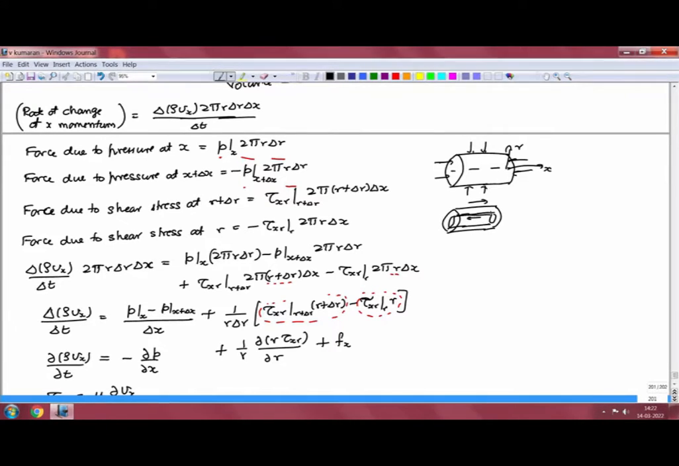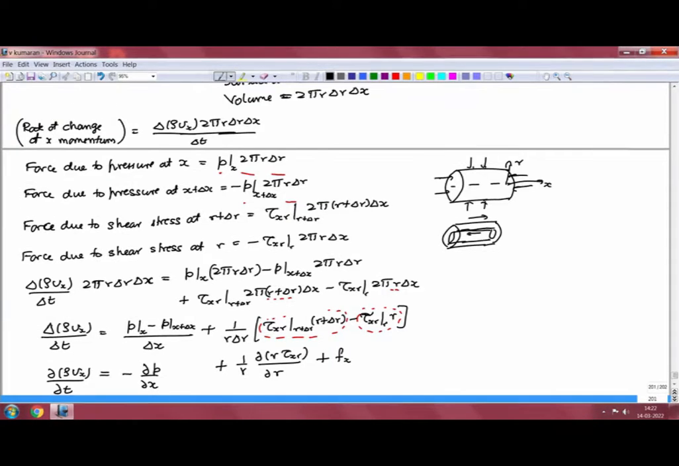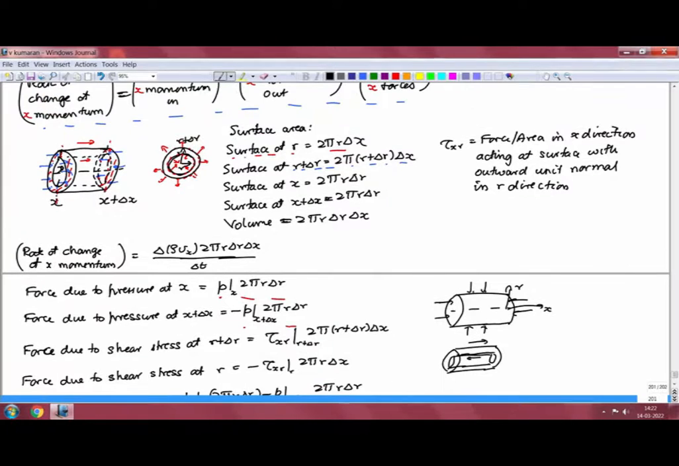In this annular region, the forces acting in the x direction at the cylindrical surfaces are at the locations r and r plus delta r, as shown by these forces here. At the surface at r, the outward unit normal is in the r direction. Therefore, the stress is tau x r, where tau x r is the force per unit area in the x direction acting at a surface whose outward unit normal is in the r direction.